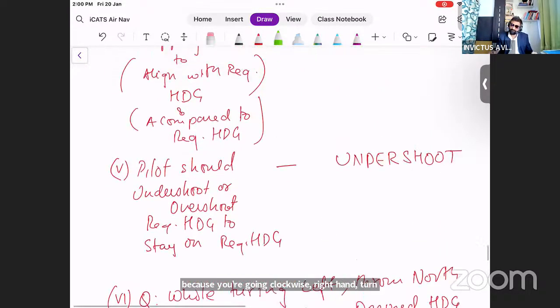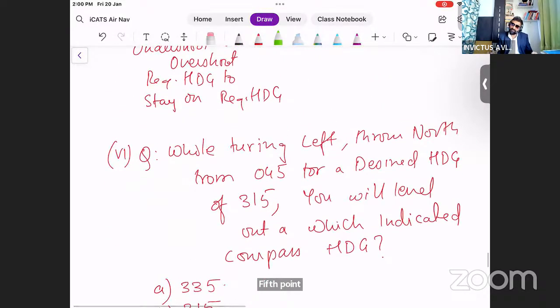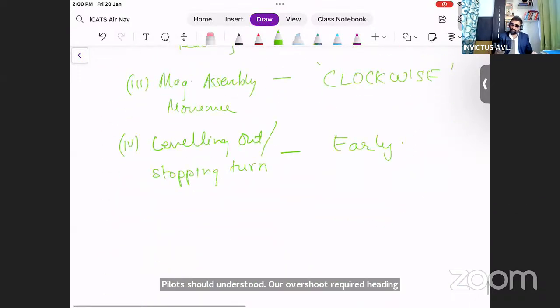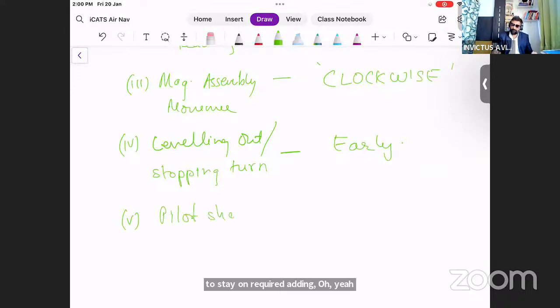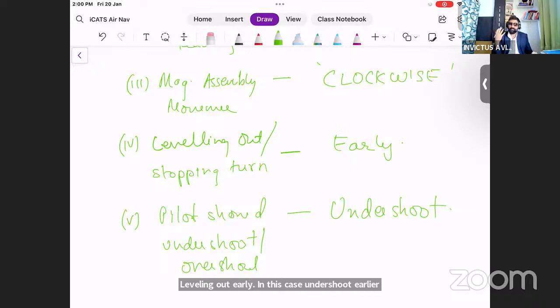Fifth point, pilot should undershoot or overshoot required heading to stay on required heading. Okay. Leveling out early in this case, undershoot. Earlier also it was undershoot, here also undershoot. Here the numbering is going to be varying, different.